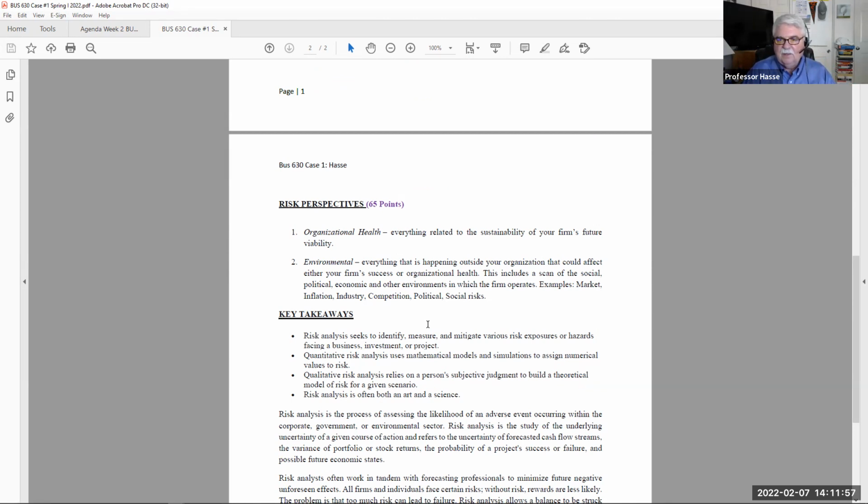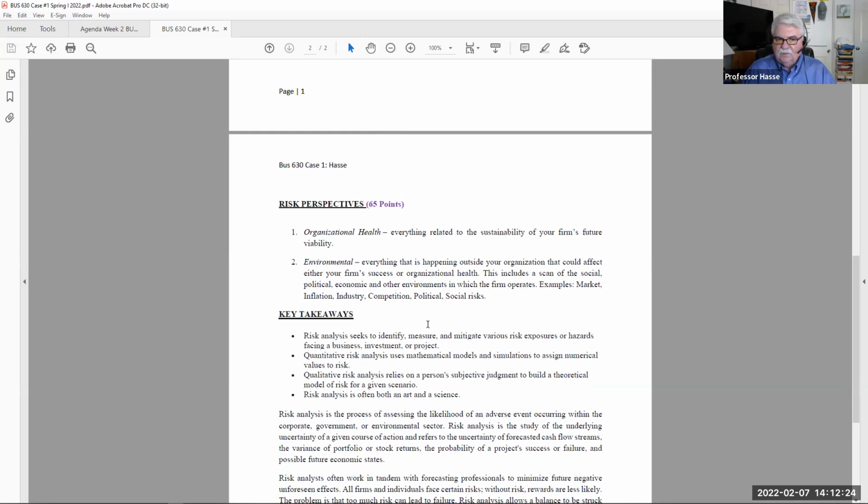In other words, if you have a company that has a lot of lawsuits, if you have a company that's in a very difficult industry now with the pandemic, that gives us a little bit of idea of their organizational health risk. How about their environmental risk? Everything that's happening outside the organization that would affect your firm's success or organizational health. That includes the scan of social, political, and other environments that the company works in.